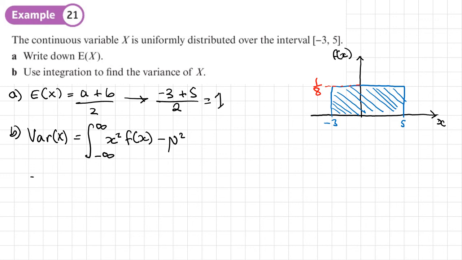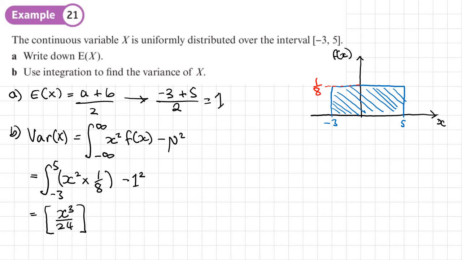So let's just substitute those in, and we'll put our limits in as well, which are going to be -3 and 5. So it's going to be x squared times f of x, which is 1/8. And then we need to subtract the mean squared. Now the mean is 1, so we're just subtracting 1 squared. Now when we integrate, what we're going to get is x cubed over 3, and we're doing 1/8 of that. So that's going to be x cubed over 24 between our limits -3 and 5. And we're going to subtract 1 from that.